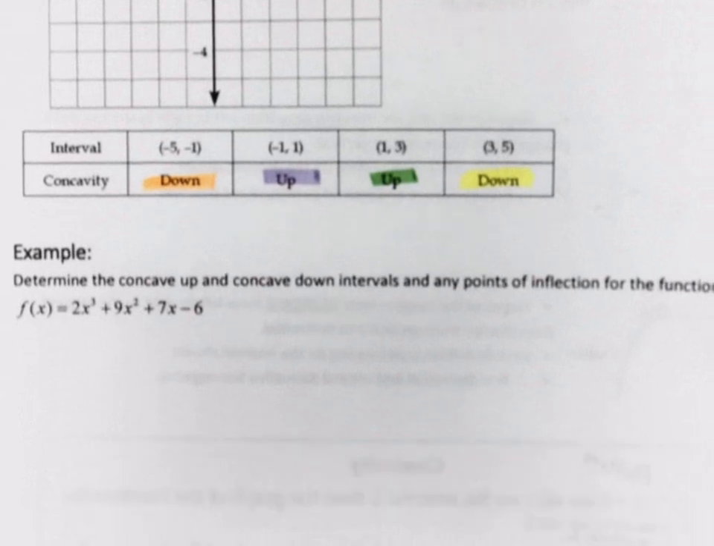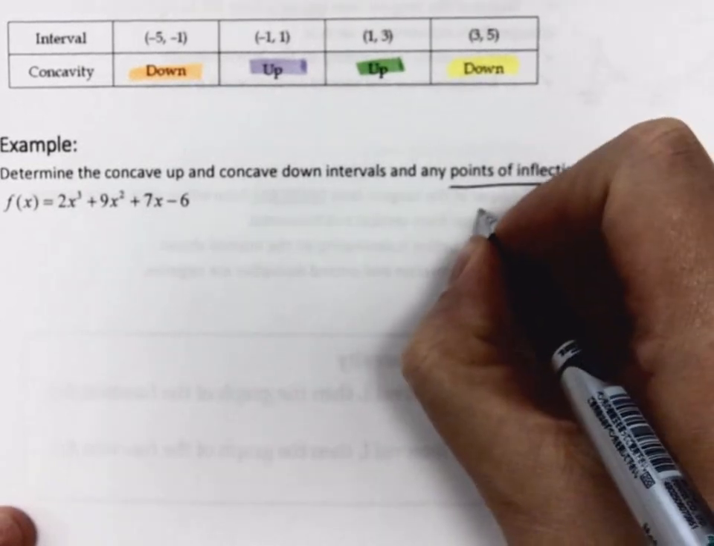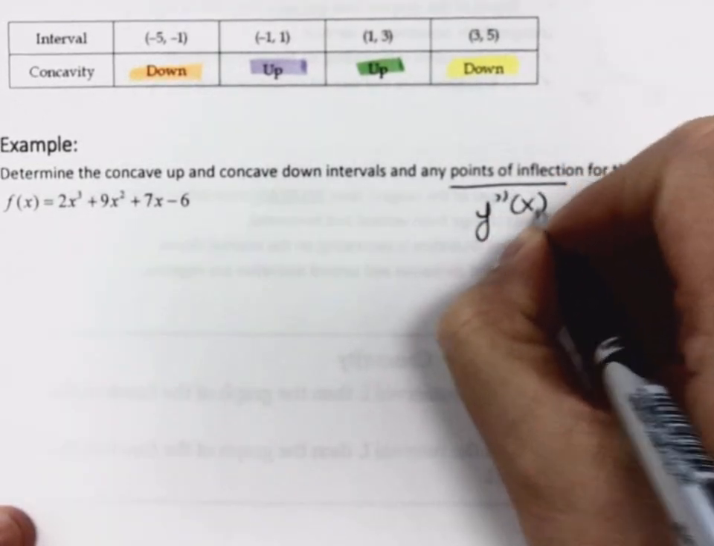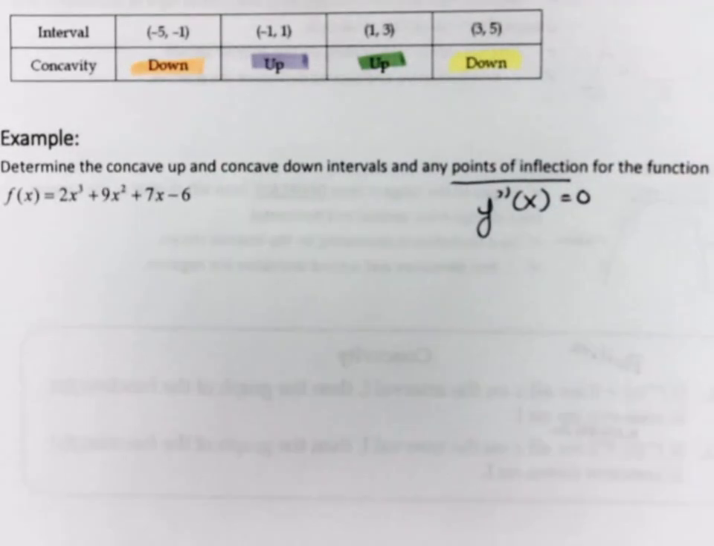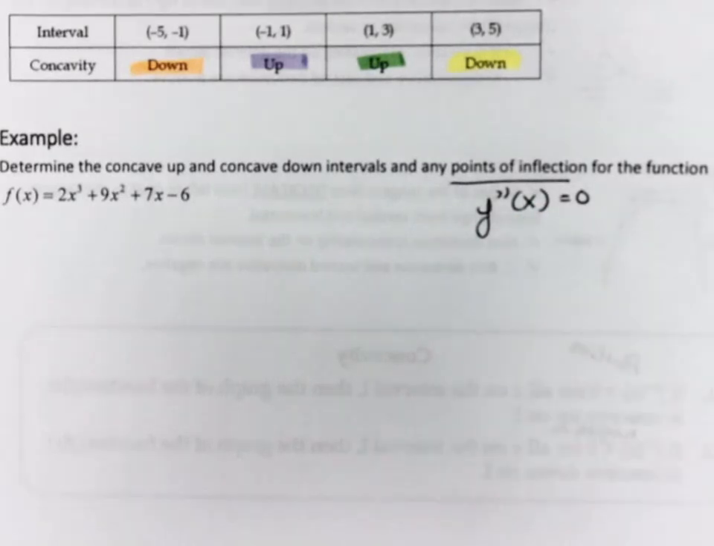Okay, here we go. Determine the concave up and concave down intervals and any points of inflection for the function. Points of inflection happen in the second derivative, when we set that second derivative equal to 0. So if we're talking about a point of inflection, a POI or an IP, inflection point, sometimes I do it backwards, we're going to be looking at setting that second derivative equal to 0.